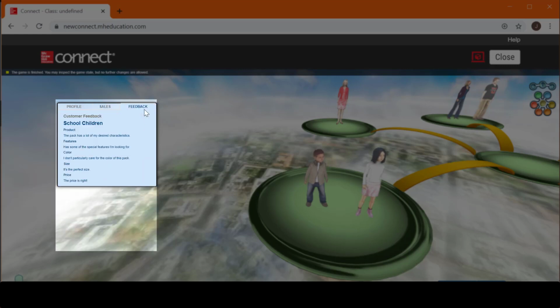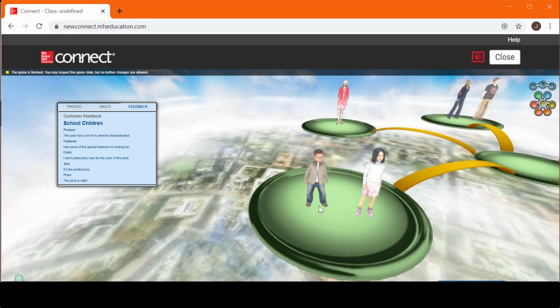I'm also getting some feedback. They're going to tell me if they like my backpack or not. It has a lot of my desired characteristics, has some of the special features. I don't like the color. It's a good size. The price is right. They're going to give you lots of great feedback to help you make decisions to make your backpack more appealing to them as well.